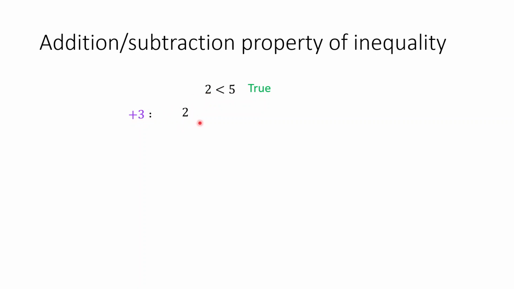2 plus 3 less than 5 plus 3. 2 plus 3 is 5, less than 5 plus 3 is 8. 5 less than 8. This is also true. So you can add a number on both sides of an inequality. This is called the addition property.